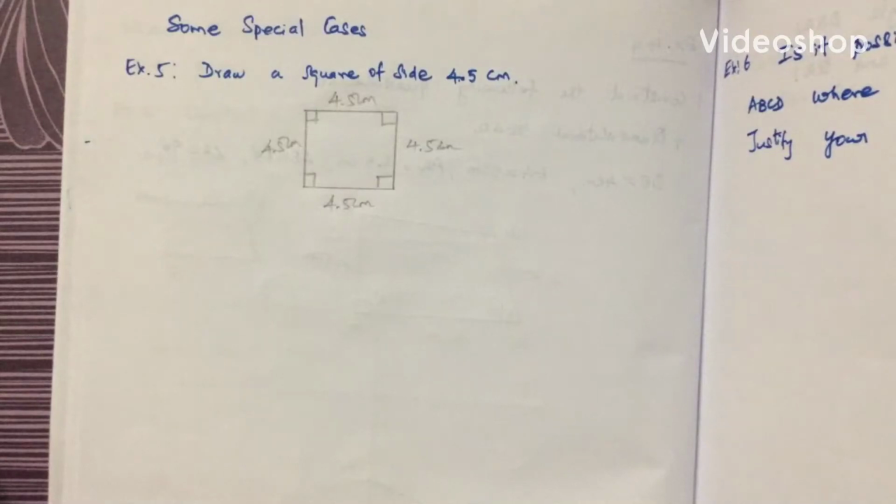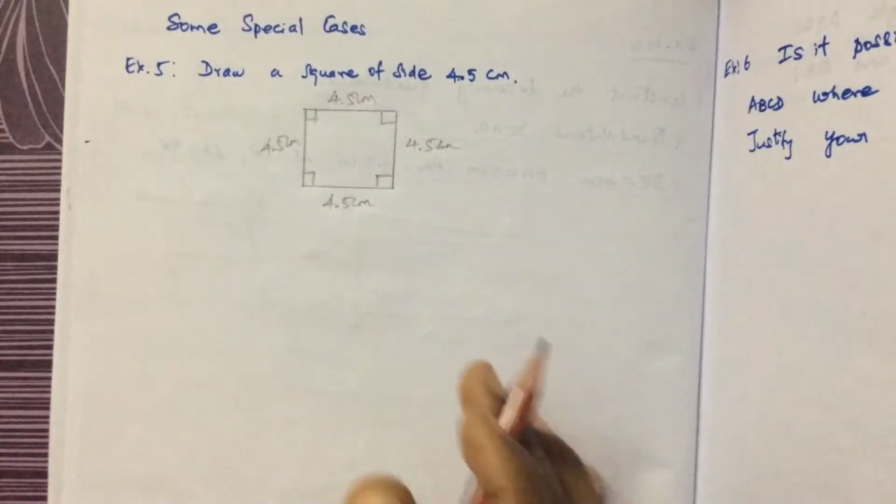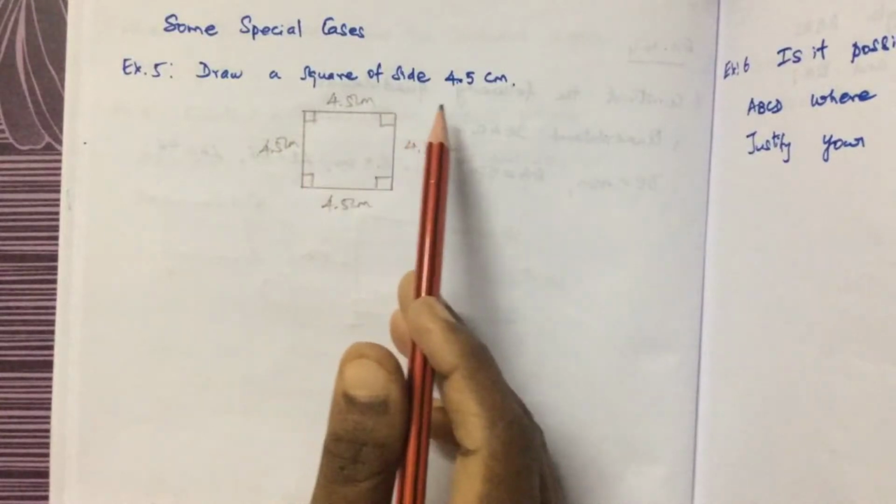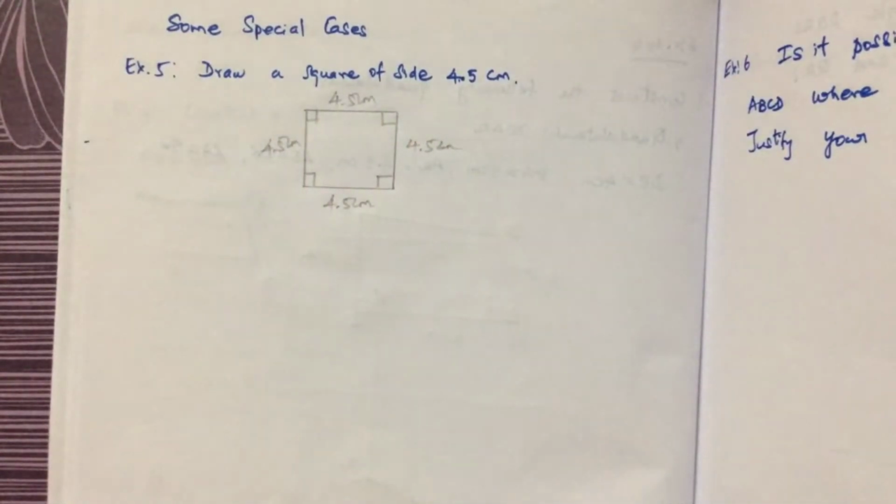Good morning. This class we will solve exercise 4.5. We'll start with the examples. So here there are some special cases given. Draw a square of side 4.5 centimeter. Is only one piece of information enough to construct a square?